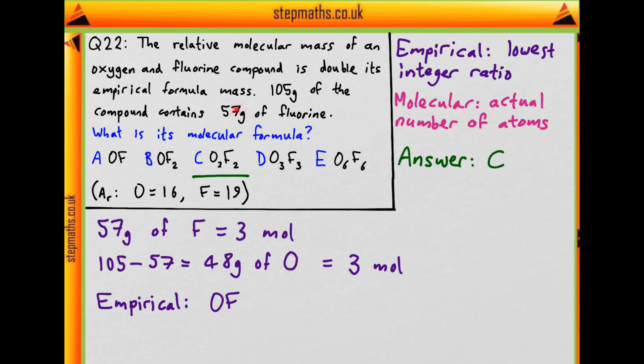And we know that the relative molecular mass is double its empirical formula mass, so we just need to double the empirical formula to give us the molecular formula, O2F2. So our answer is C.